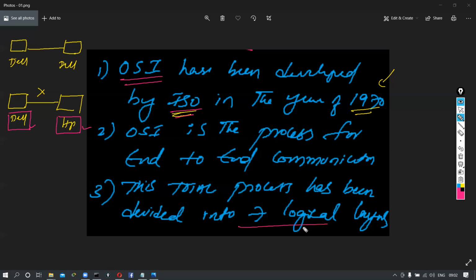Clear now? Now write this down. Any question? See, OSI tells us the process for end-to-end communication. That process we are learning in 7 logical layers: how the communication from here to your friend's laptop happens has been divided into 7 logical layers. What are those 7 logical layers? We'll see in the next slide. Application, presentation, session, all these things.